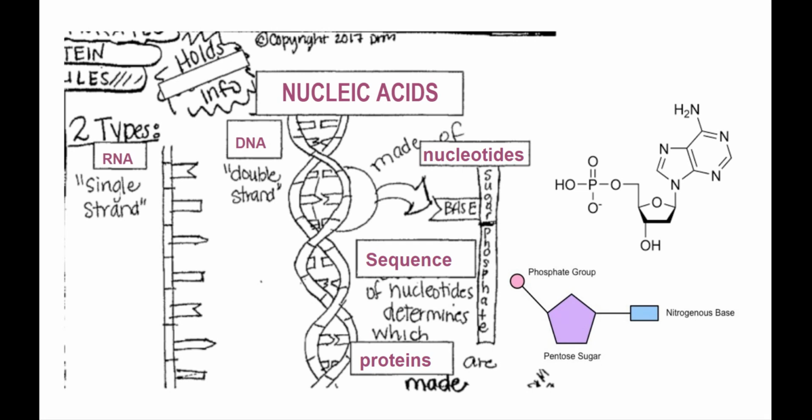DNA is double-stranded. It's in this double helix shape. RNA is usually single-stranded. We'll talk more later in this course about instances when it is not single-stranded. But their main job is to store genetic information. And that, again, comes from the fact that they are made up of these nucleotides that have different nitrogenous bases that kind of serve as codes for how to make proteins.